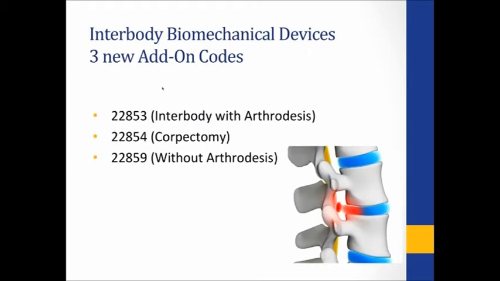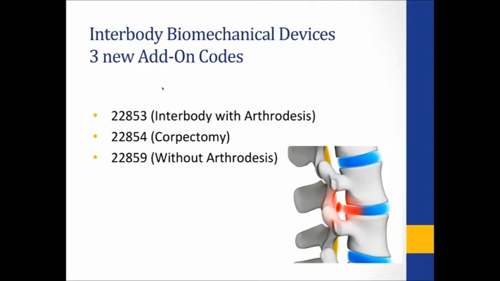Here we go. Here's the three new add-on codes that are titled Interbody Biomechanical Devices. These codes were recommended as a result of a survey that they were not being reported accurately. So they've deleted the 22851 codes and added 3 codes. And keep in mind, now they're all add-on codes. That means you would still have whatever the home code would be if they're doing fusion, then you would still do your codes for that.